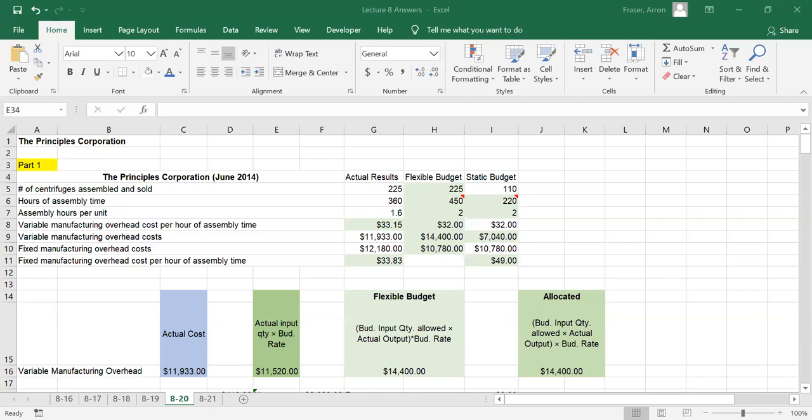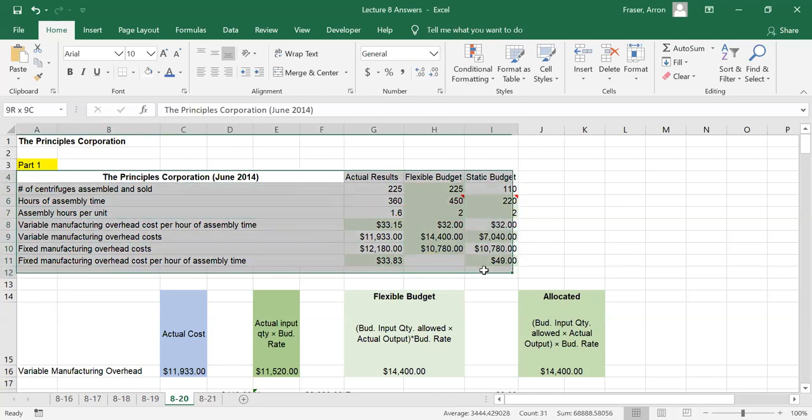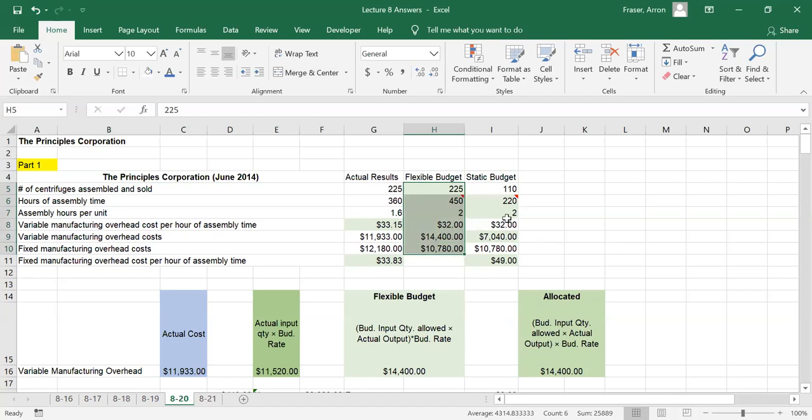Right. And then they say prepare an analysis of variable manufacturing overhead and fixed manufacturing overhead variances using the columnar approach in exhibit 8-4 on page 304. So what you're asked is to prepare an analysis like this. That's all you're actually asked. The ones that I have in green are the ones that I computed, and the ones in the regular white background are the ones that were given in the question. So you weren't given a flexible budget. We had to insert that, but we were given figures for the actual results and some for the static budget.